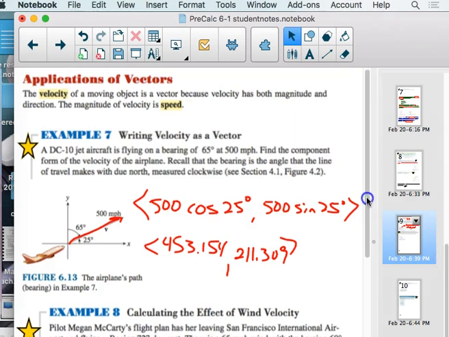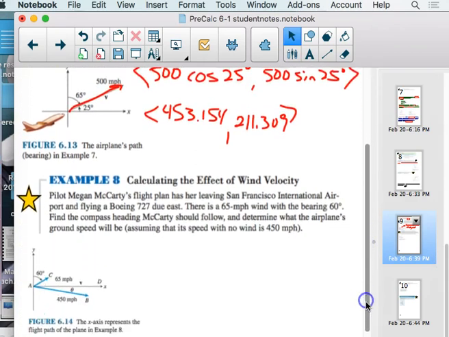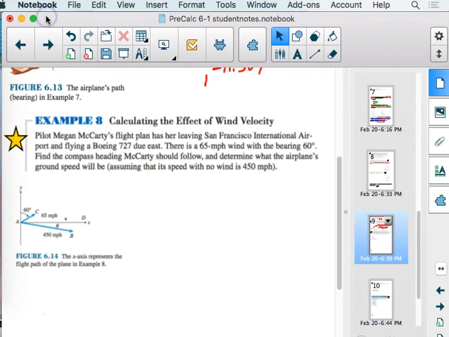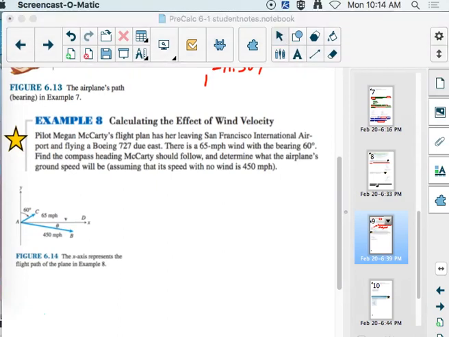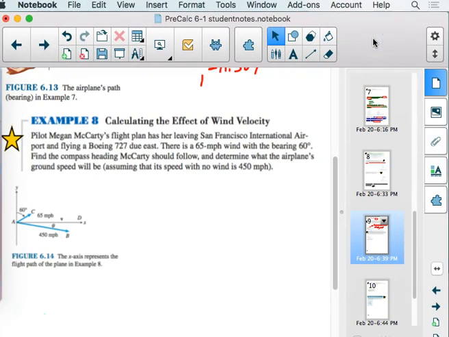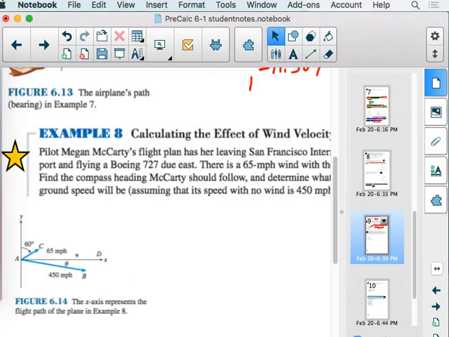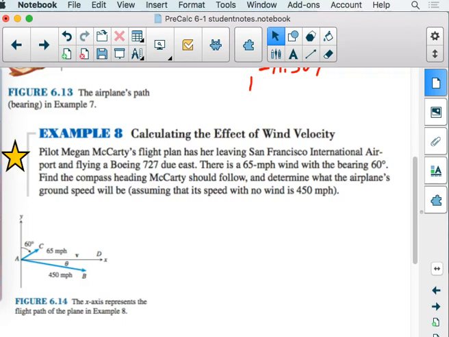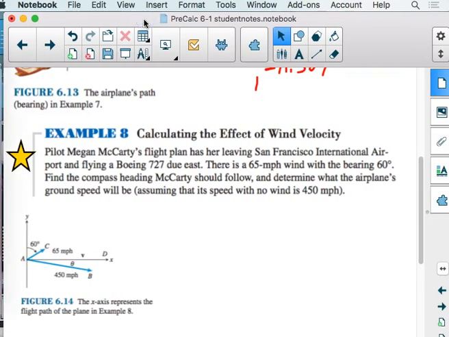So, of course, we've got to pump it up a little bit. Put it on steroids and see what happens. And that's what's happening in this next problem. What happens when things get a little more complicated? So, calculating the effect of wind velocity.